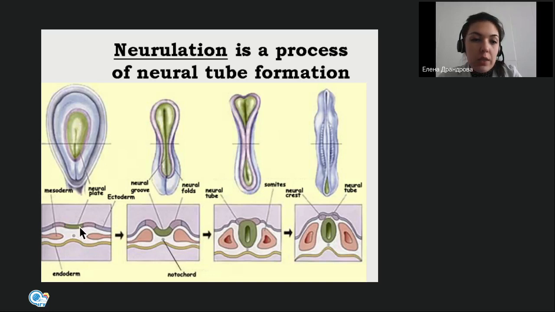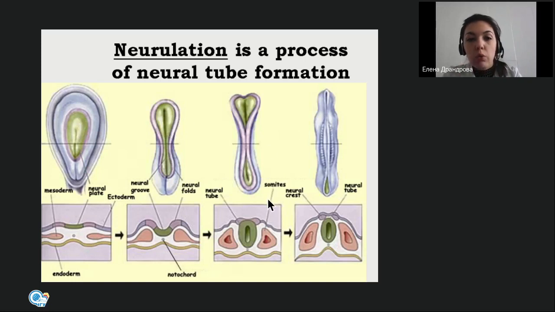So how exactly is it developed? On the dorsal surface of the embryo, some cells of ectoderm begin to proliferate, to multiply rapidly. And they form a thickening first, and this thickening is known as the neural plate. Then the middle part of the neural plate starts to invaginate, starts to move deeper, and the margins of the neural plate begin to arise. And such a stage of nervous system formation is named the neural groove. These margins are known as neural folds.